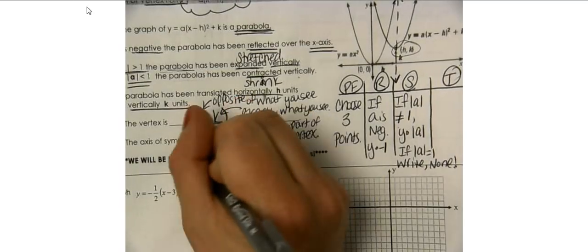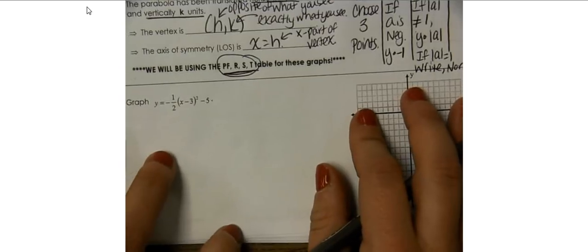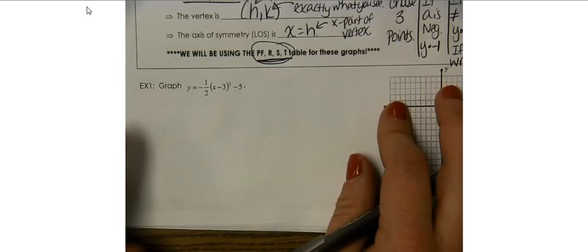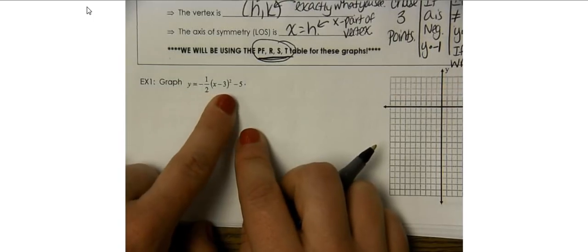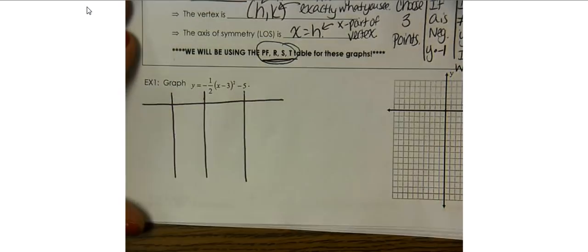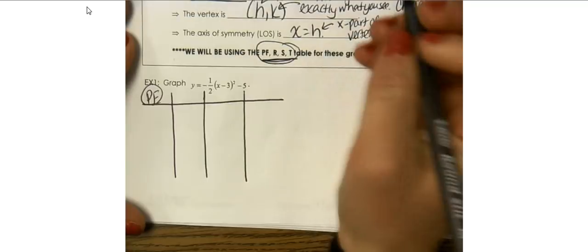So for these types of graphs, once again, we'll be working with that parent function, reflection, stretch, shrink, translation table, and I will be requiring it on your test. So let's go ahead and look at example number 1. For example number 1, it says graph y is equal to negative 1/2 times x minus 3 squared minus 5. So the first thing that we're going to do is recognize that we have a vertex form given to us, and we're going to create a table. PF represents parent function, reflection, stretch, shrink, translation.